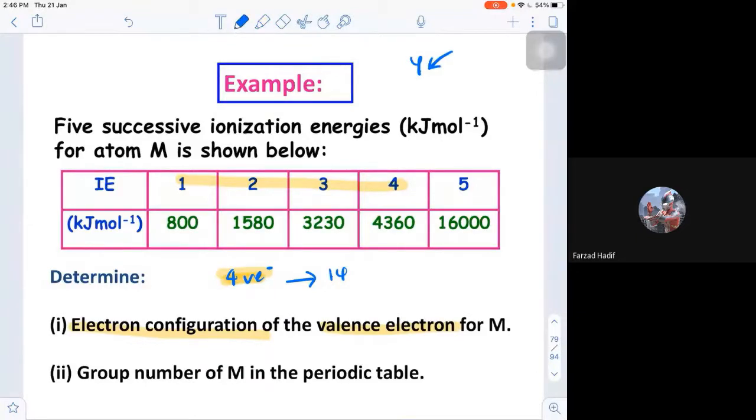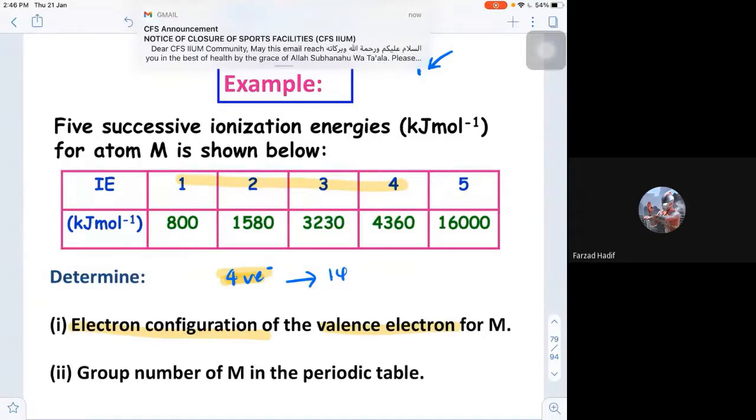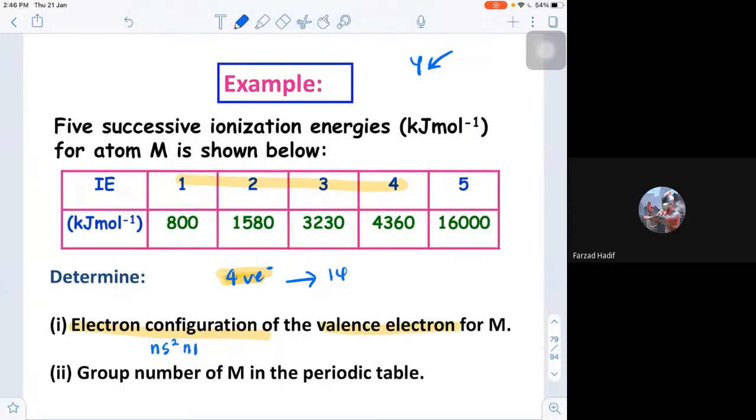Remember the general configuration of the valence electrons for group 14? It will be ns2, np2. For p block elements, the valence electrons include the electrons in the s orbital. So the configuration is ns2, np2.